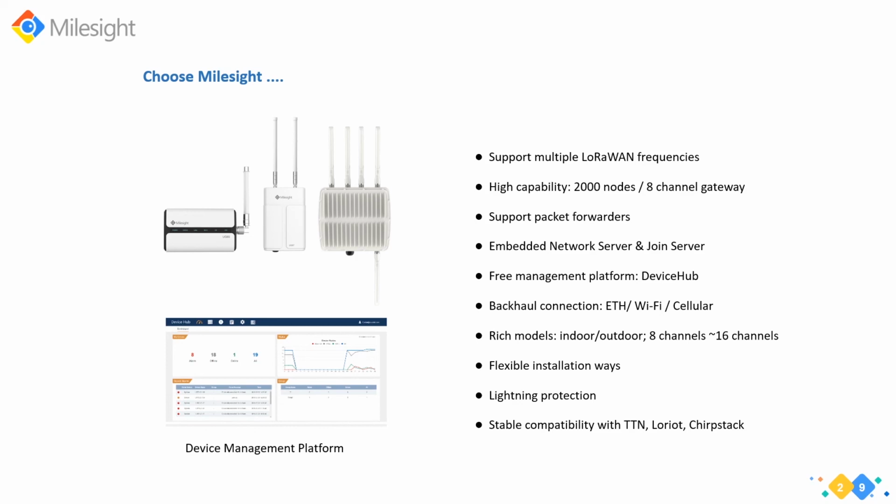And also you can work with other very famous network server products such as TTN, LoRaWAN, AWS IoT Core, and ChirpStack. And also you can get 8 channels or a maximum of 16 channels to build up your own private network or public LoRaWAN network. And that high capacity can support a suggested 2,000 sensor nodes by one gateway.